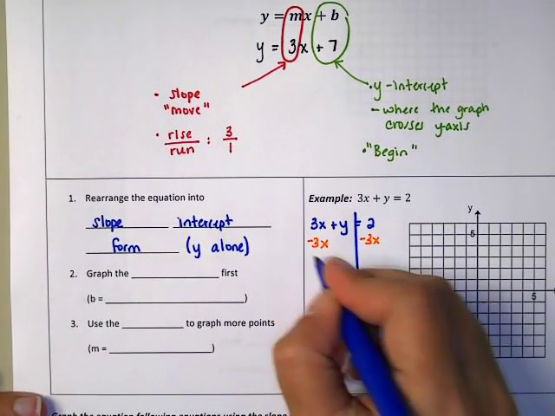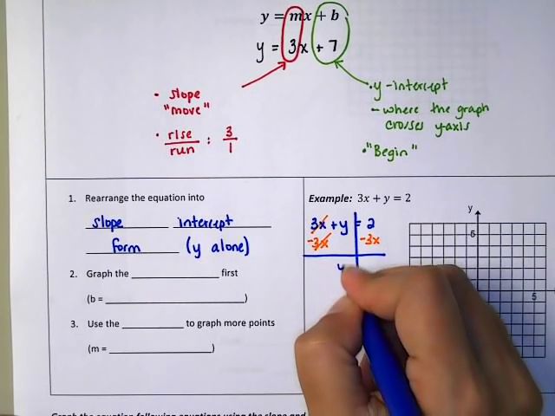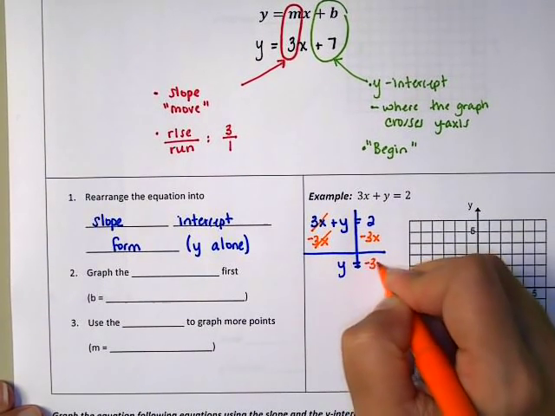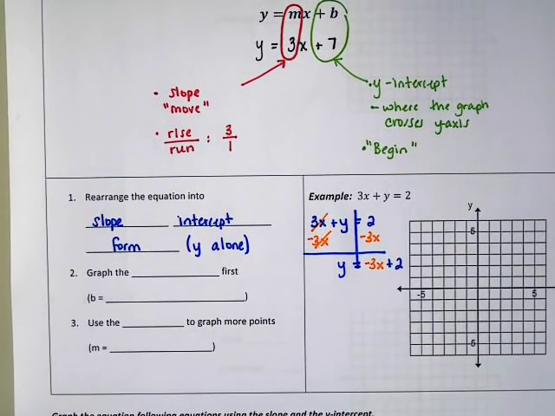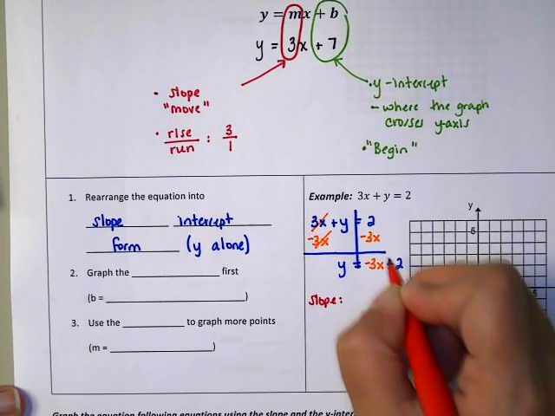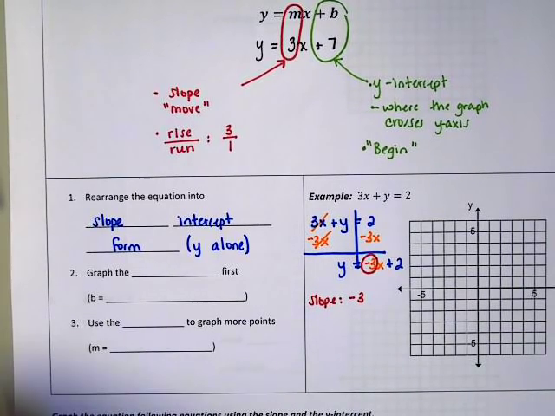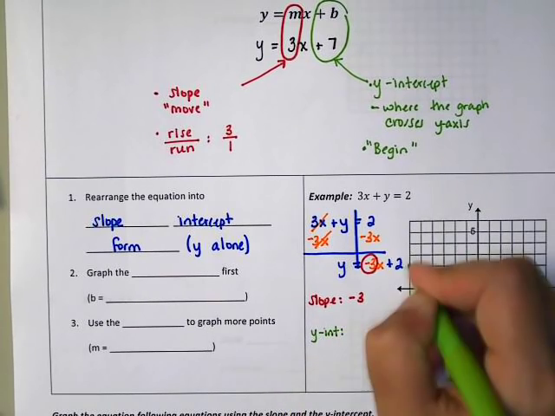And when I do that, the 3x's cancel on the left, so I just get y. I'm going to write the term that has the x first. So I'm going to write the negative 3x first, and then the plus 2. After you've done that, you can easily identify your slope and your y-intercept. In this equation, the slope would be negative 3. And the y-intercept would be 2.